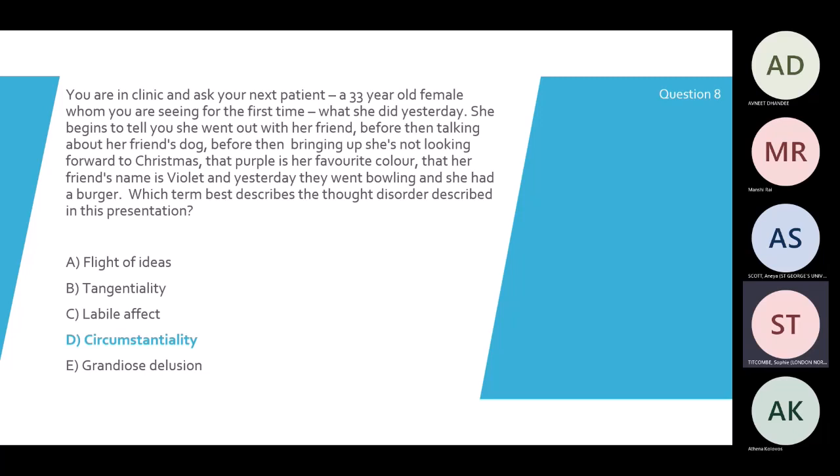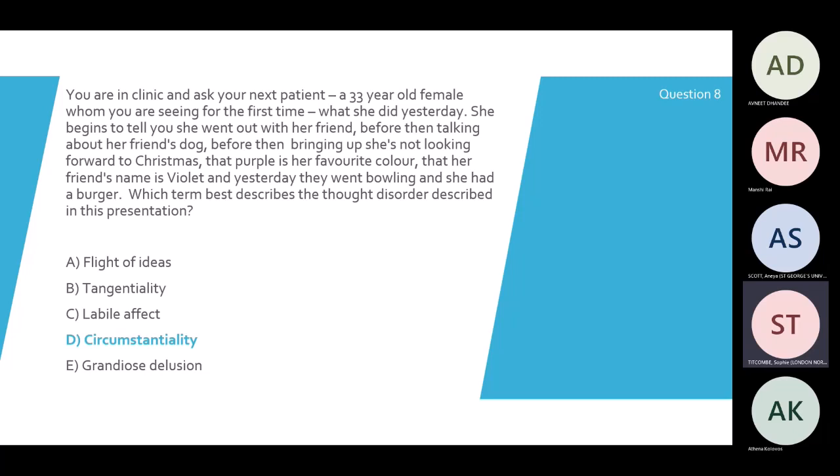And that's also why the answer isn't tangentiality. So again, although the patient has gone off on these tangents, they have come back to reach an appropriate answer, whereas with tangentiality, we don't see that an appropriate answer is reached. The patient's mood and affect obviously isn't mentioned within this stem, so C is kind of ruled out for that reason. And then D, circumstantiality, is when you do eventually reach an answer to the question asked.